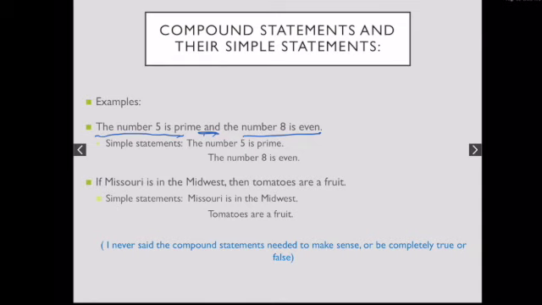The next statement is if Missouri is in the Midwest, then tomatoes are a fruit. So we can break this down into two simple statements. I have Missouri is in the Midwest, tomatoes are a fruit, and for this one I used if then to combine my statements. Okay? First off, I never said that compound statements needed to make sense or be completely true or false. So that's something to keep in mind. It doesn't have to be true to be correct in logical sense.